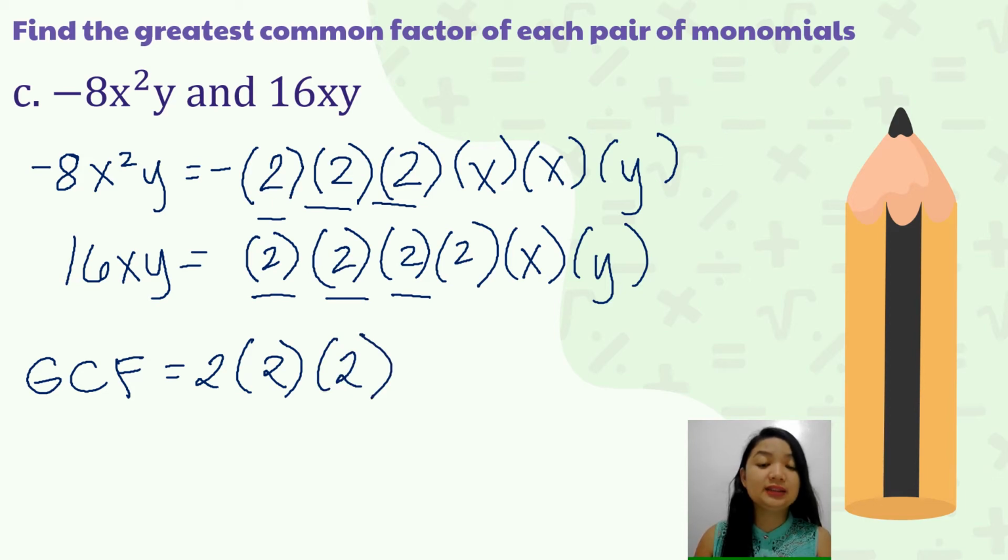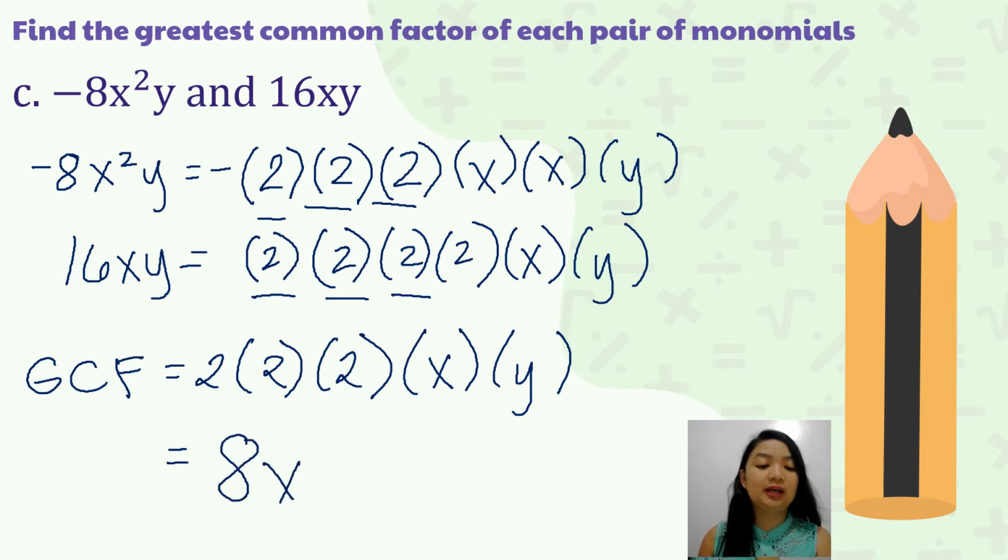For x, we also have 1x for 16xy. That's why we cannot have it as x squared. Then we also have y. So let us multiply the terms to get our GCF. So this is 8xy. So the greatest common factor of negative 8x squared y and 16xy is actually 8xy.